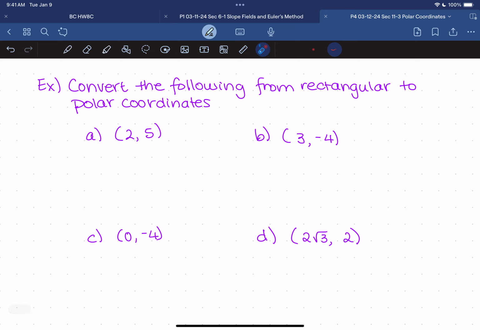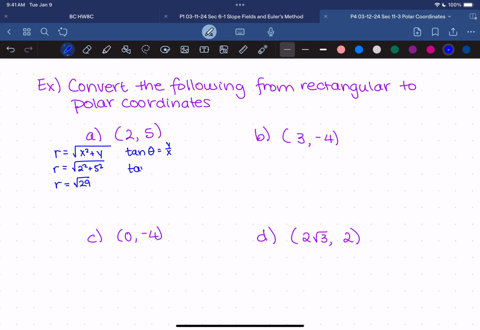Okay, let's convert the following from rectangular to polar. So pretty straightforward. R is the square root of x squared plus y squared. So R is the square root of 2 squared plus 5 squared, which would be 4 plus 25. That'd be the square root of 29. And then tan theta is y over x. So tan theta is 5 over 2.